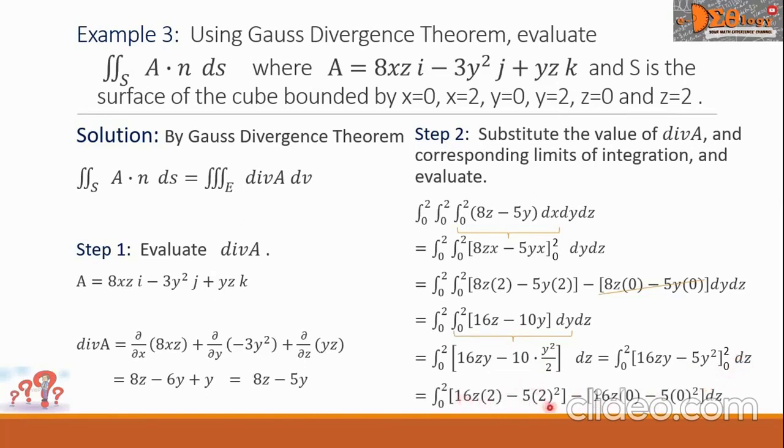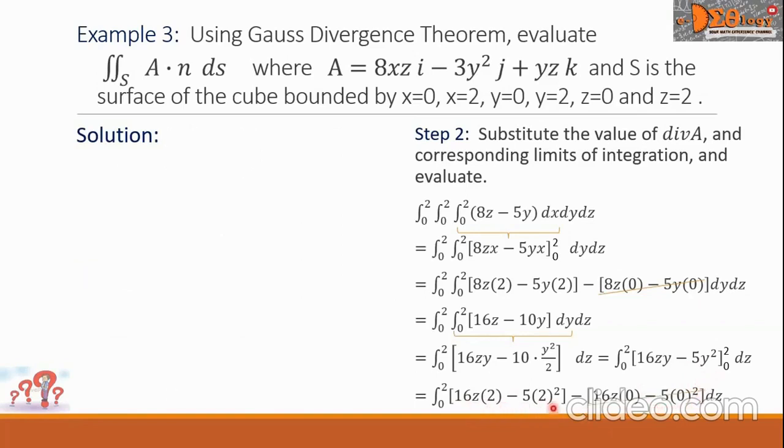The first group, we evaluate the function with respect to the value 2, minus the function is evaluated with respect to 0. In the second group, because of the 0, we can cancel this out. Then let us simplify the first group. Now it becomes 32z minus 20.